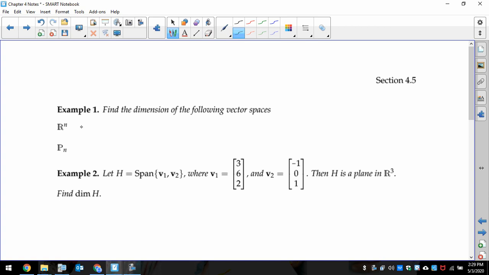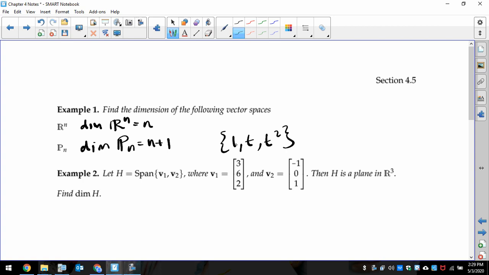The dimension of Rn, you might guess, there's n vectors in the basis. The dimension of Pn, you might guess, is n, and you'd be wrong, it's n plus 1. Remember, we just saw the standard basis for polynomials of degree 2. Notice how many basis vectors there are in the standard basis for P2, there's 3. So the dimension of Pn is always 1 higher than n, or n plus 1.